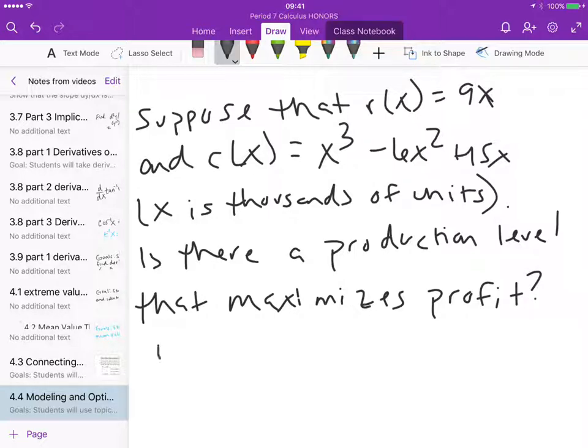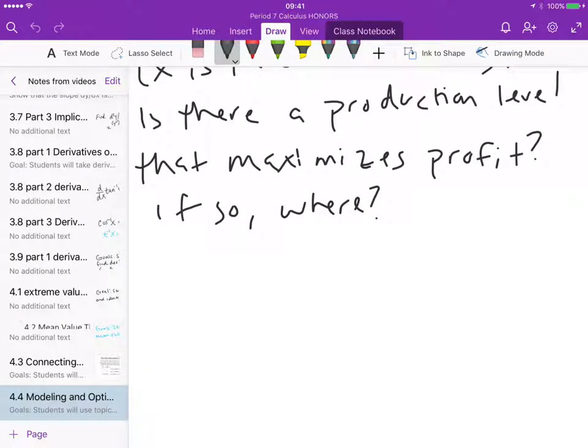And if so, where? So where are we going to find this out? First and foremost, we know that in order for this to happen, we have to have the marginal revenue and the marginal cost equal each other. Or in other terms, the derivative of revenue and the derivative of cost equal each other. So let's find out what the derivative of each of these first and foremost are.